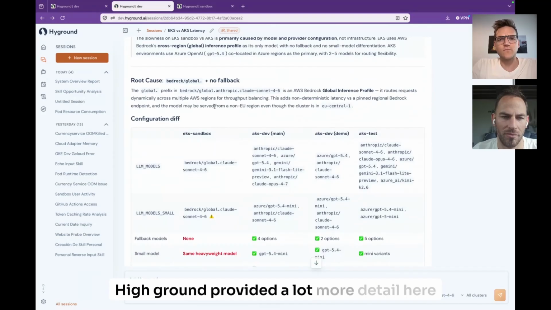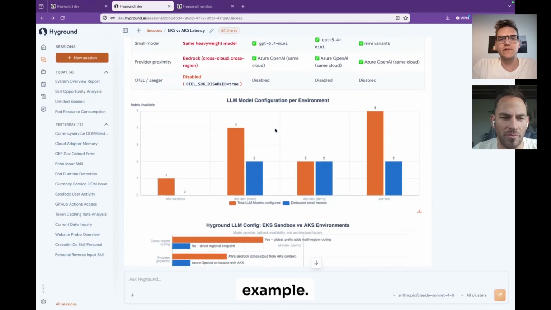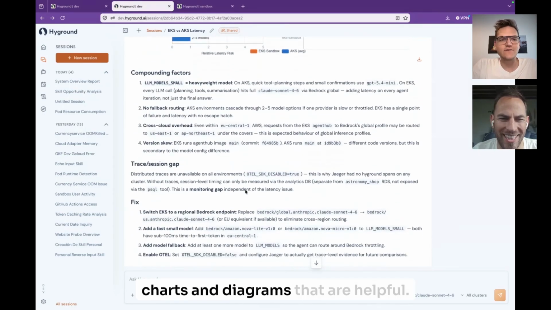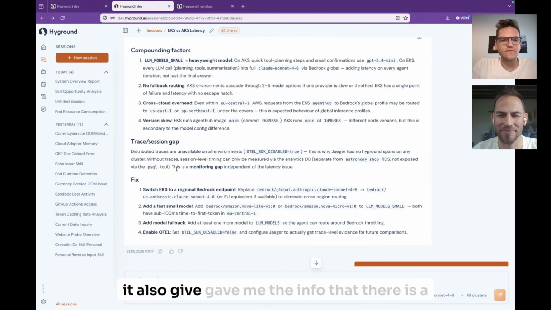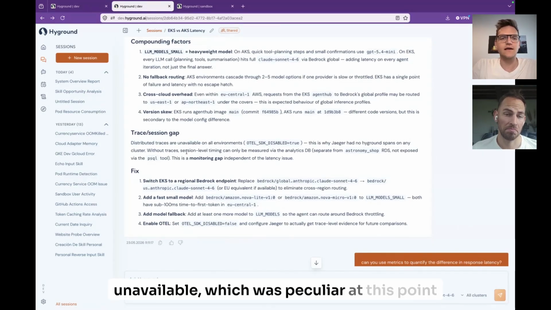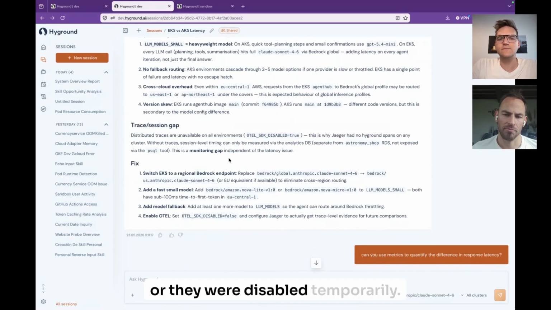Hyground provided a lot more detail here on how it got there and additional info that there is no fallback configured, for example. It underlined all those things with pretty charts and diagrams that are helpful. It also gave me the info that there is a monitoring gap because traces are unavailable, which was peculiar at this point in time. Probably we had some downtime of the traces or they were disabled temporarily.